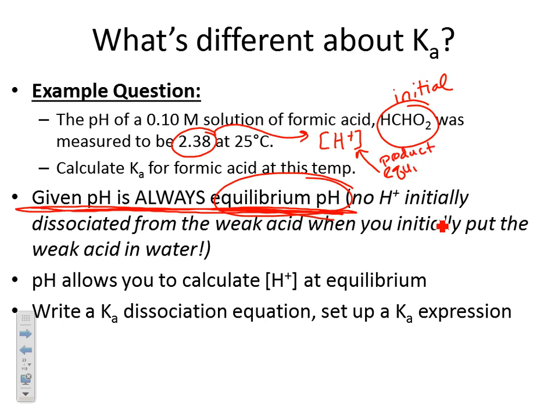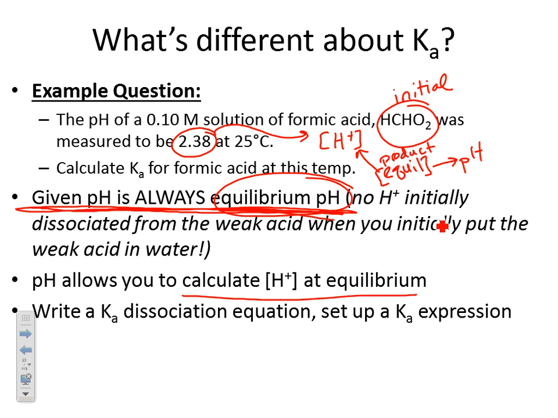So we know that the pH gives the equilibrium concentration. It will get us that. So that's a big thing. That pH is not the initial concentration of H+, it's the equilibrium concentration of H+. pH allows you to calculate H+. So you'll have to calculate that, but that should be easy for us right now.